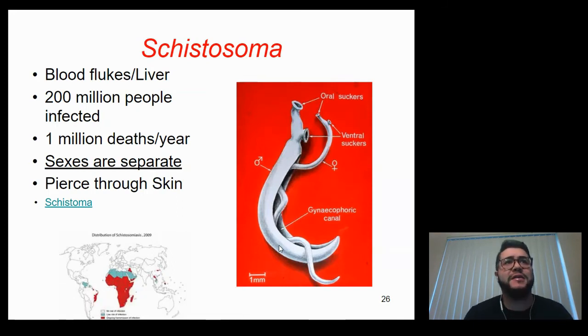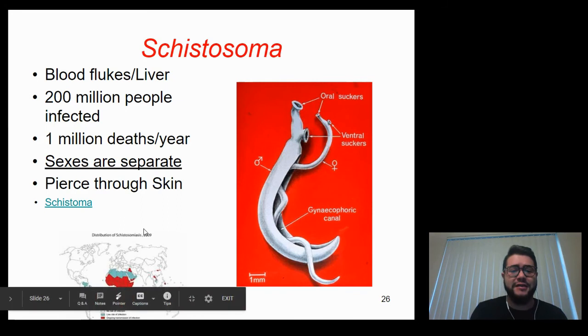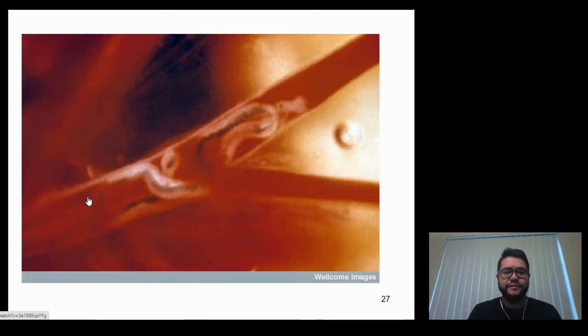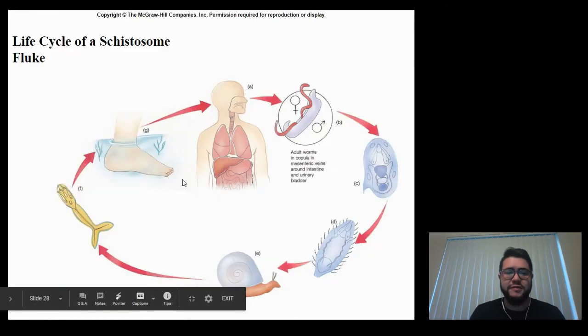So that's the first type of parasitic flatworm. The second is called schistosoma. Schistosoma infect about 200 million people worldwide, and there are about 1 million deaths per year. There are separate sexes, and instead of relying on being ingested purely, oftentimes they can pierce through the skin in weak points, like hair follicles, and make their way into your body like that. This is what a schistosoma would look like in a blood vessel, and oftentimes they're known to clog blood vessels and cause damage that way.